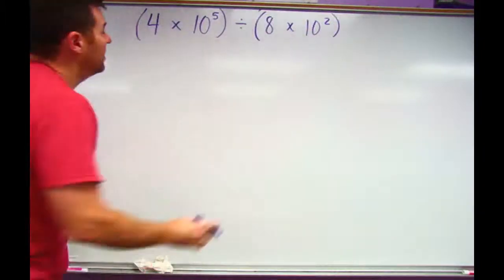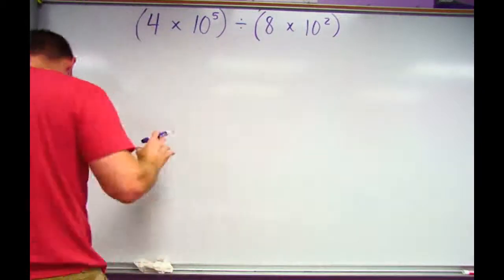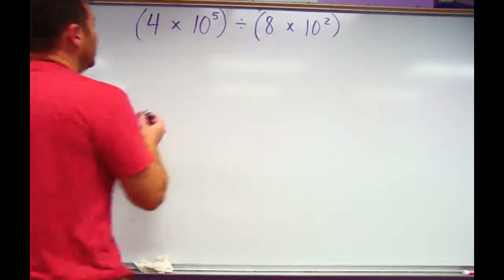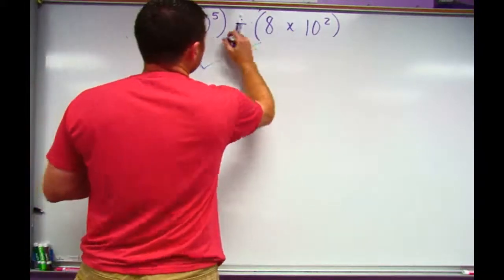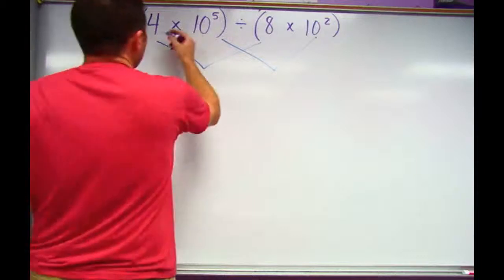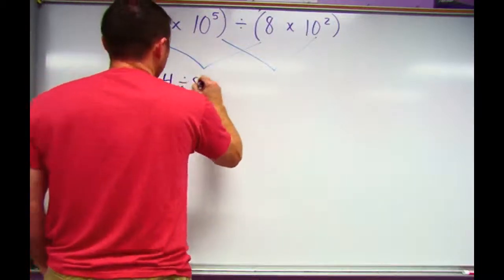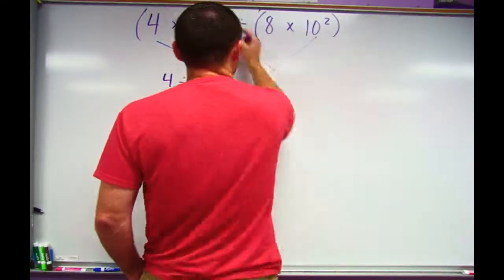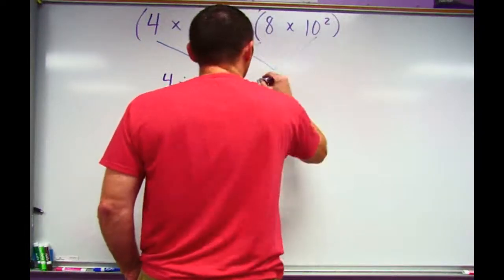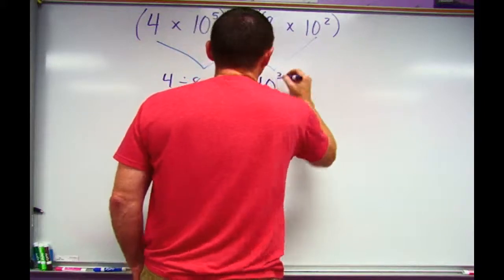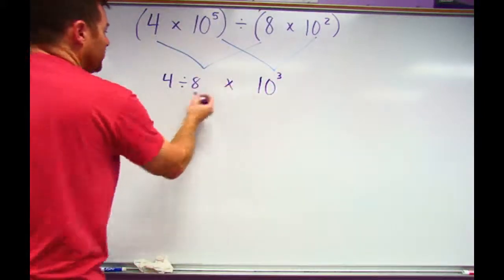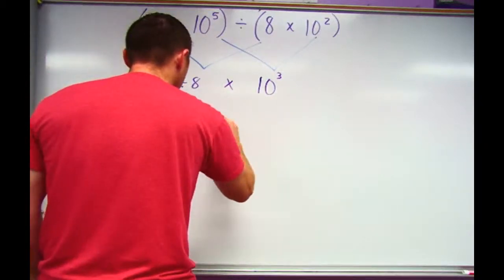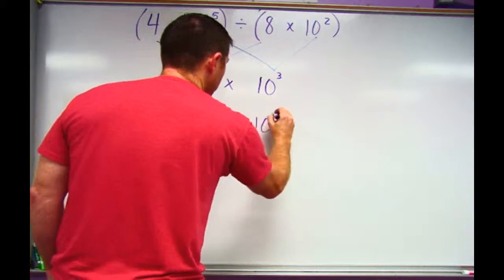Okay, in this problem, you're going to work the division of the whole numbers and the powers of 10 separately again. So I'll pull these out separately, and I say 4 divided by 8, and over here I have 10 to the 5th divided by 10 to the 2nd, which is essentially 5 minus 2, and that's 3, so 10 to the 3rd. So I'll have 4 divided by 8 times 10 to the 3rd, and 4 divided by 8 is 0.5 times 10 to the 3rd.